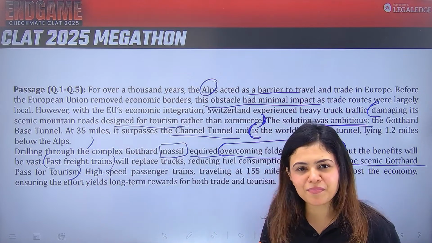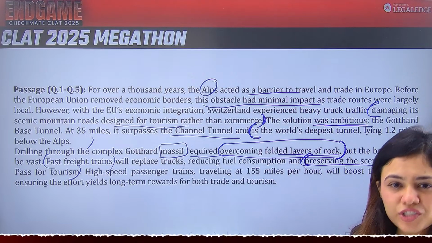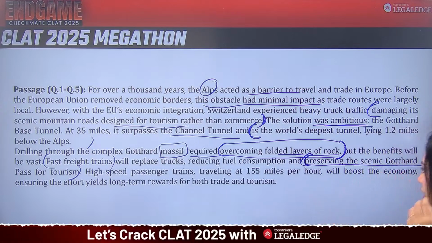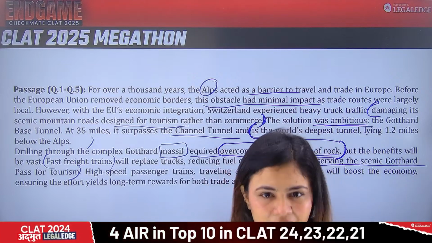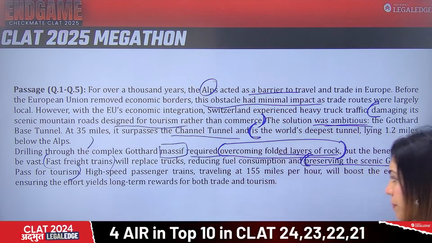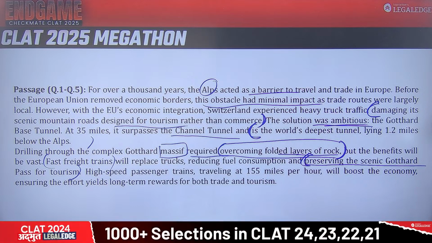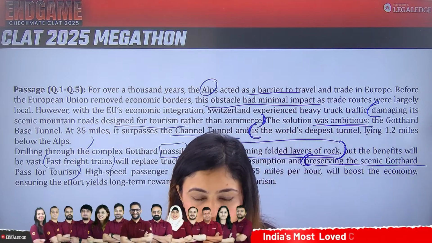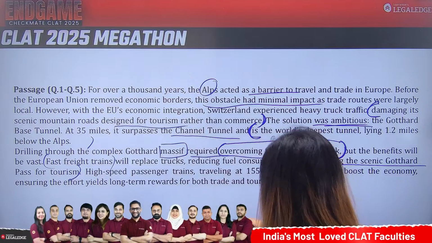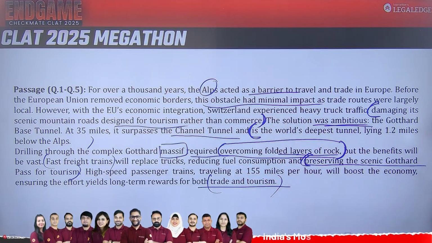Also, it will help us preserve the scenic Gotthard Pass for tourism, which is kind of the main aim of building Gotthard Pass Tunnel. ठीक है, उसके अलावा हमें पता चलता है high speed passenger trains के बारे में. Now they are going to travel at 155 miles per hour and that's obviously going to boost the economy because people would be definitely interested in taking such fast passenger trains. Now इसकी वजह से एक चीज तो ensured है that it is going to reap, I would say, long term benefits for the country in terms of both trade and tourism. ठीक है.